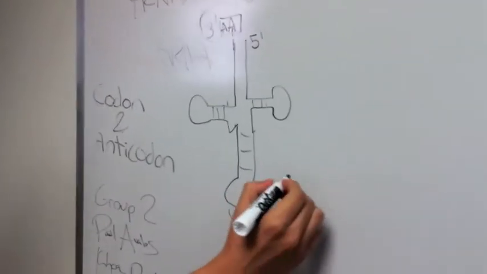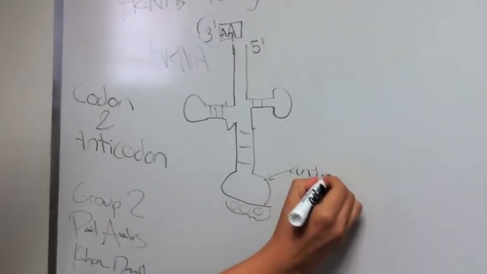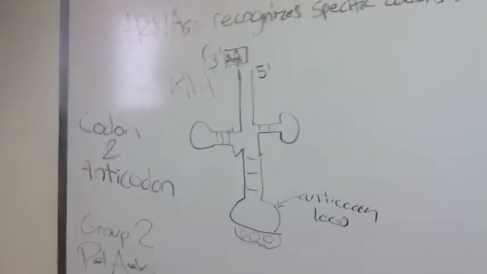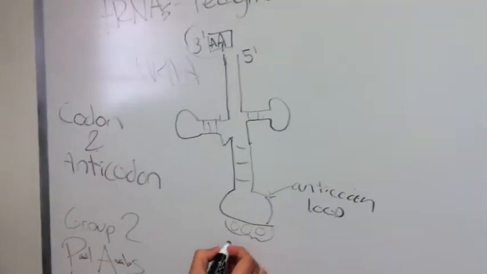And at the bottom is the anticodon loop, which has the anticodon composed of 3 nucleotides.